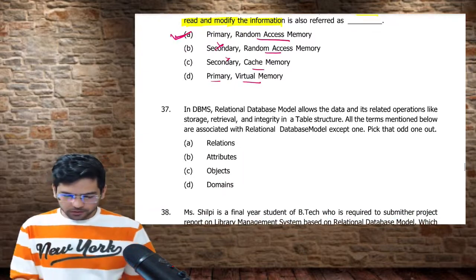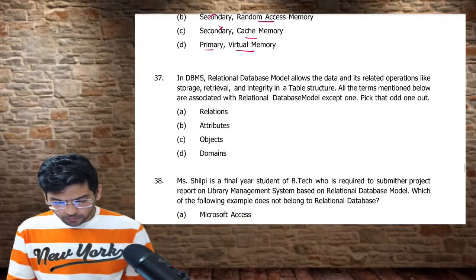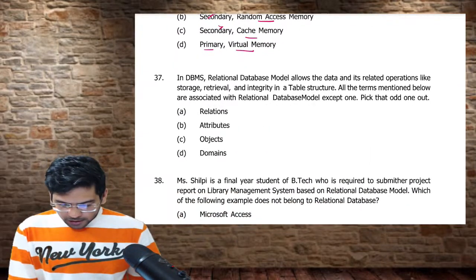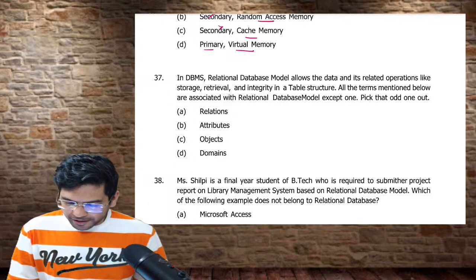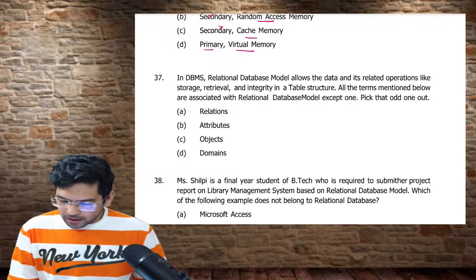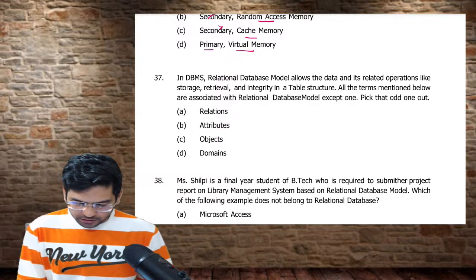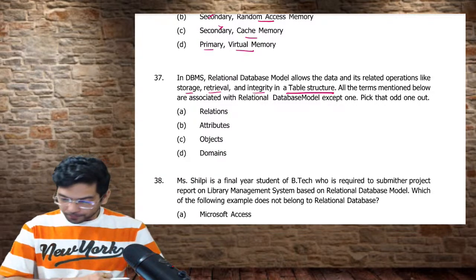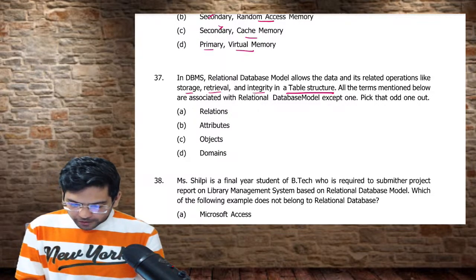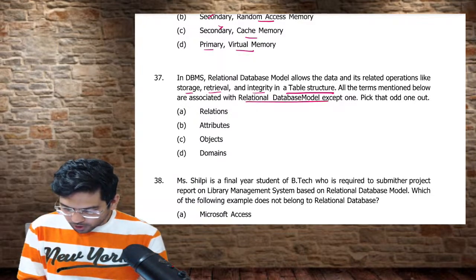Simple question. Next question, 37. In DBMS, database management systems, the relational database model allows the data and its related operations like storage, retrieval, and integrity in a table structure. All the terms mentioned below are associated with relational database model except one.